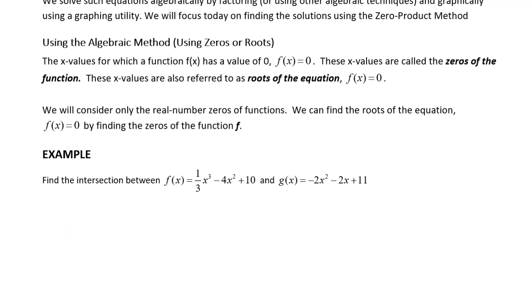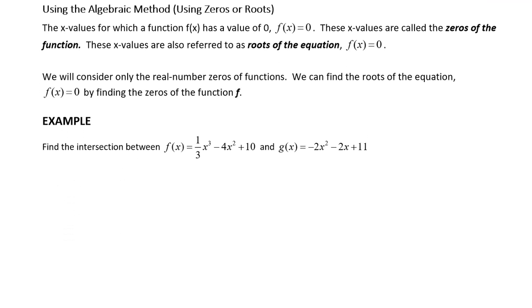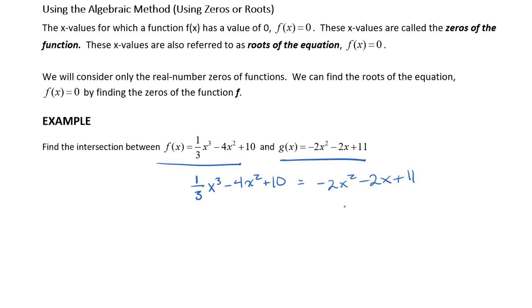Let's look at an example. If we want to find out where the intersection is between f of x and g of x, we would simply set them equal to each other. 1/3 x to the third minus 4x squared plus 10 is equal to negative 2x squared minus 2x plus 11.